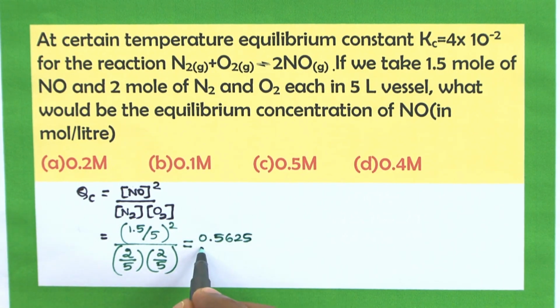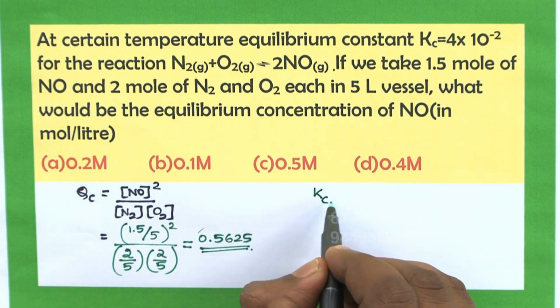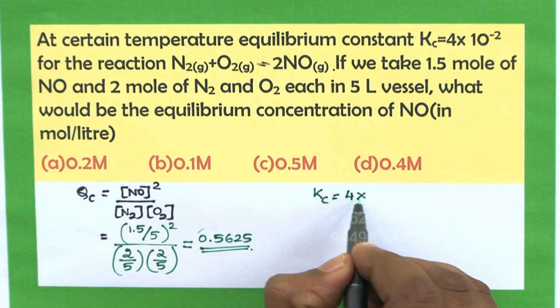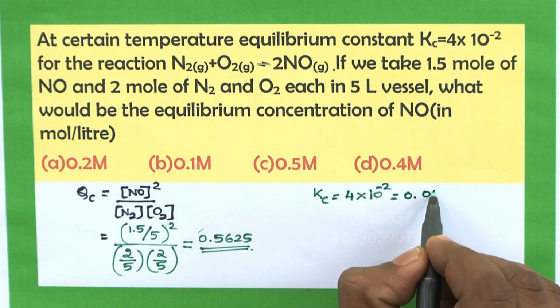0.5625. So this is the value of Qc. That is, it is the same form as Kc, but the concentrations are not the equilibrium concentrations. By comparing this value with the Kc value given, Kc is equal to 4 into 10 to the power minus 2, that is, it is equal to 0.04.